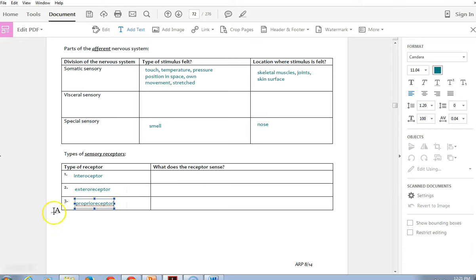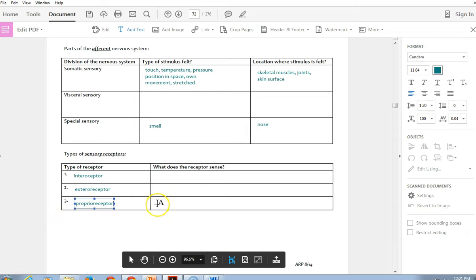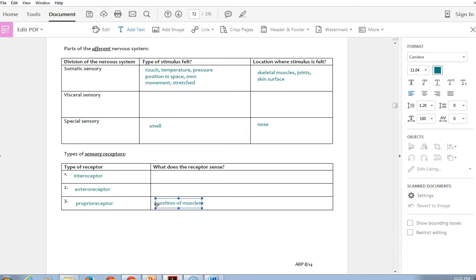And then this last one is kind of a unique one, okay? This is sensing the position of the muscles and joints in space. So are they pointed up? Are they pointed down? Are they sideways? This is what helps us know where we are relative to the ground. And then also it's going to sense movement of muscles and joints. Okay, so these are proprioceptors, and that's kind of a unique category.